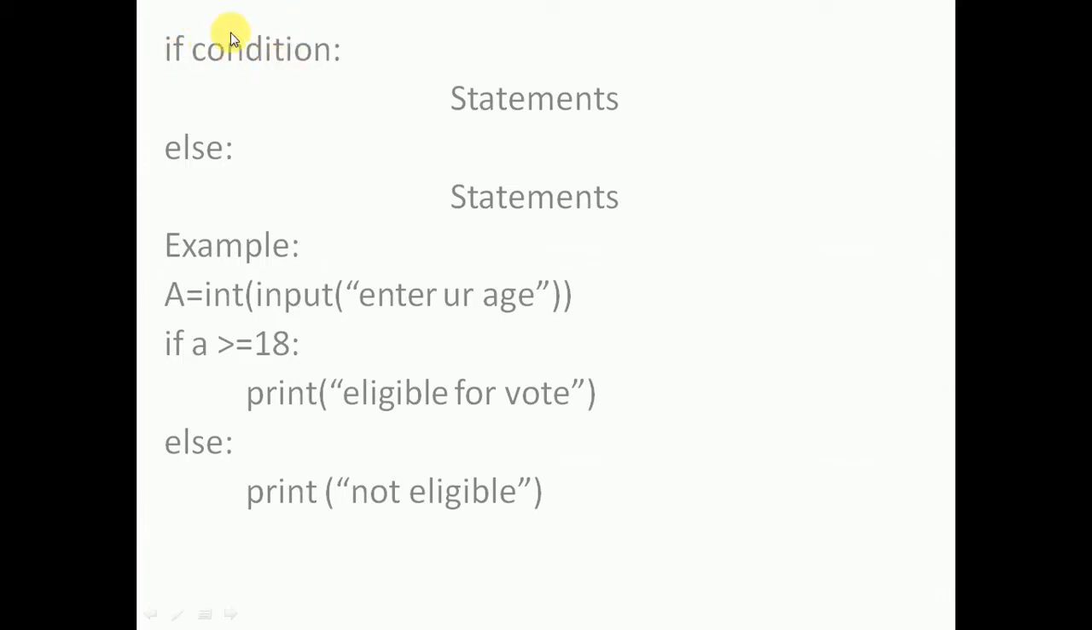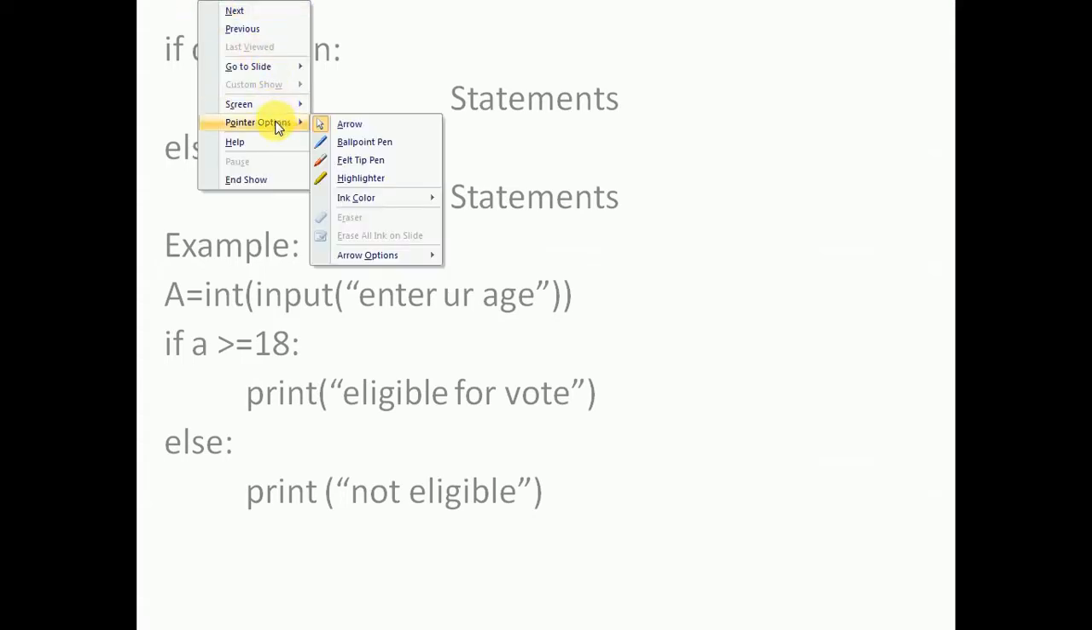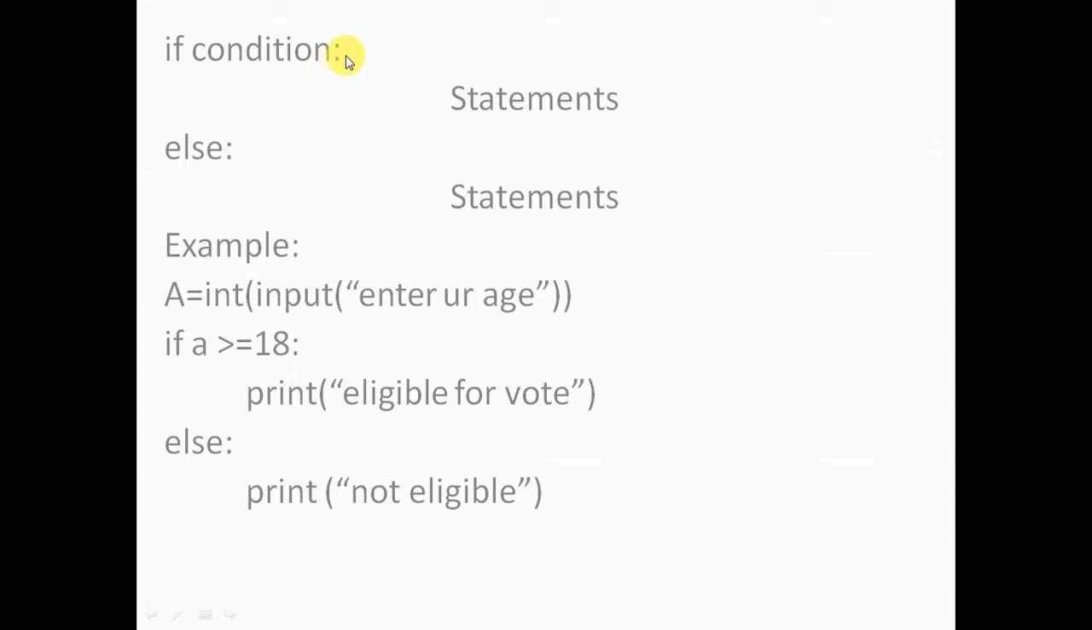If this condition is satisfied, or if this condition is true, then there will be a colon to define the statements to be executed, the statements that are combined with the if statement. The statements will be defined after this colon. So what is the use of this colon? The colon defines the statement to be executed when this condition is satisfied. So if this condition is true, then execute this statement.